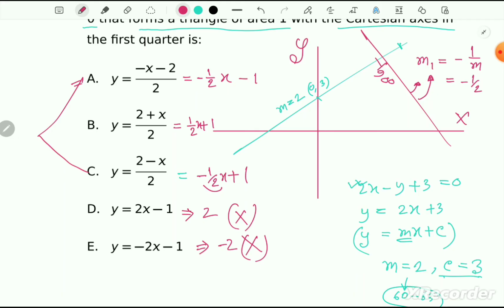Okay, so it's very simple to guess which one is the answer. Let me know in the comment section. It's kind of giving you a chance to find out the correct answer. Let's move on to the next question.